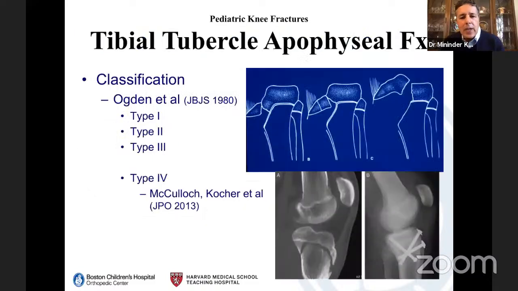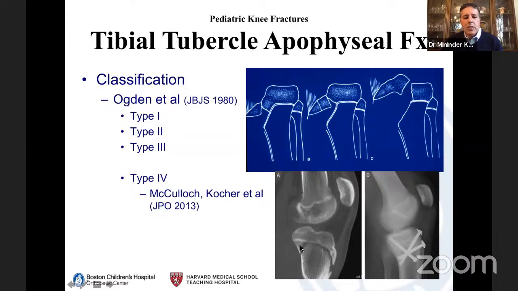The classification, so now moving back to apophyseal fractures, the classification is shown here. So Ogden defined a type 1 fracture as going through the apophysis, a type 2 fracture between the apophysis and the epiphysis. The type 3 fracture goes through the tibial epiphysis, so is now an intra-articular fracture.